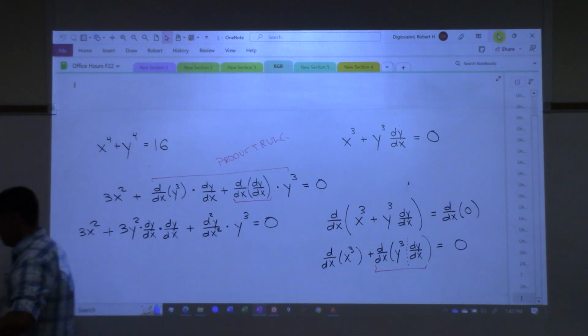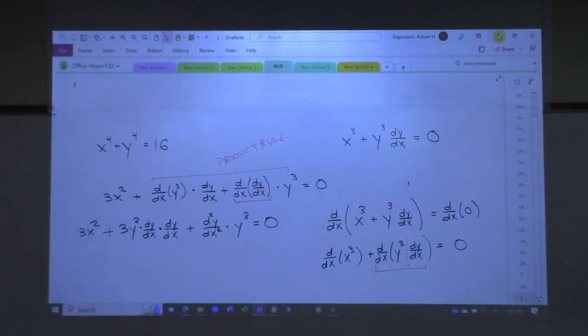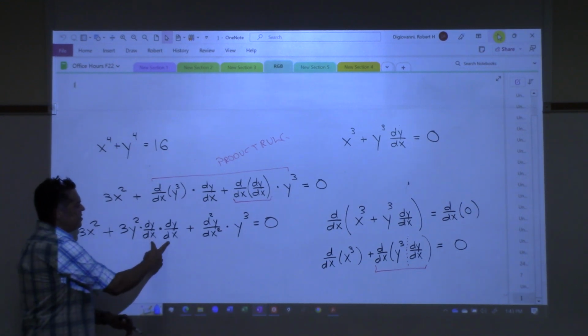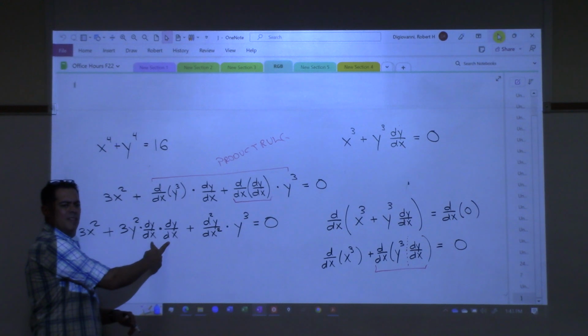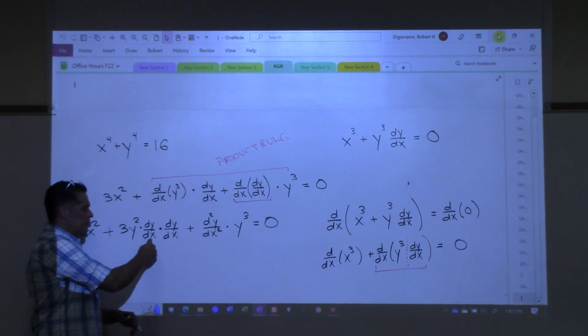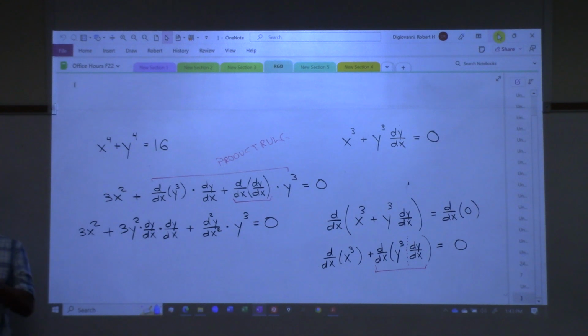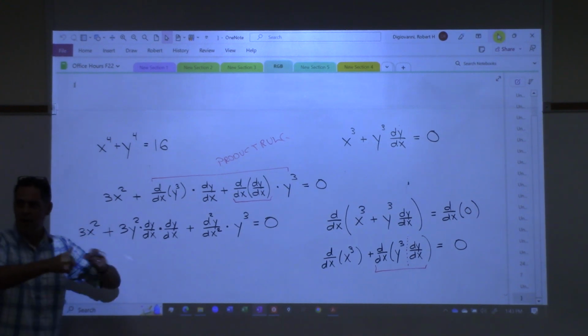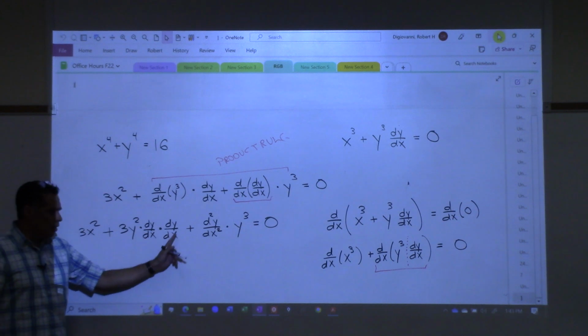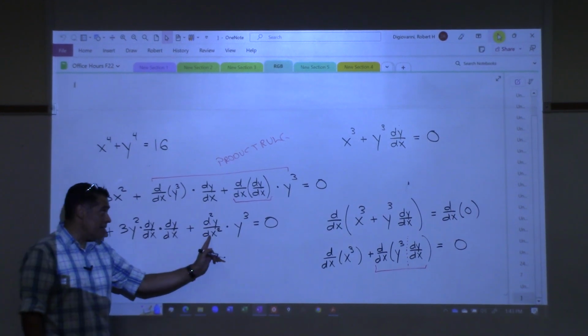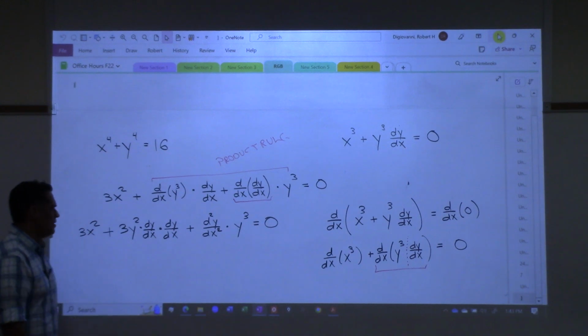Who has questions? I'm not done, but any questions on that? Yes? Yeah, I was hoping you would ask. Is that another second derivative? So is this a second derivative or no? What is this? This is the first derivative times the first derivative. So it's the first derivative squared. The second derivative is not the first derivative squared. The second derivative is the derivative of the derivative, right? So this is actually just the first derivative squared.